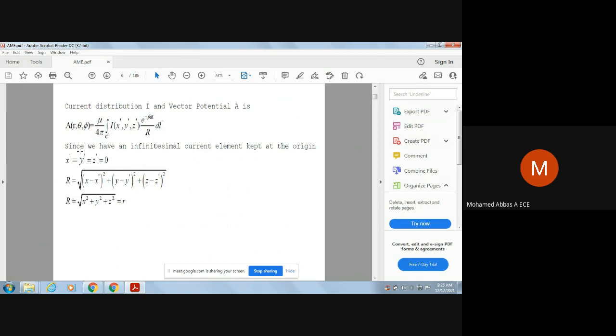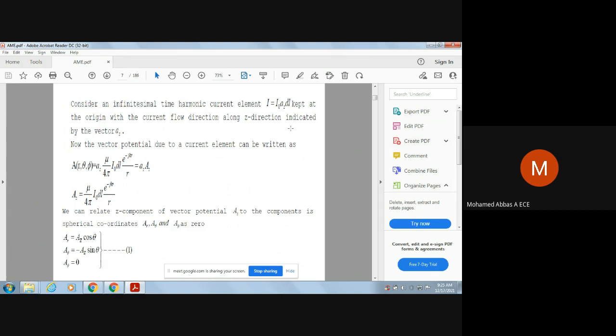Now we can apply the equation between the two points: one is the origin and the other is the point P where we are going to measure. That is, r equals root of x minus x dash the whole square plus y minus y dash the whole square plus z minus z dash the whole square. Since x dash, y dash and z dash are 0, we can take r equal to root of x square plus y square plus z square. And again we are considering this equal to r, small r.